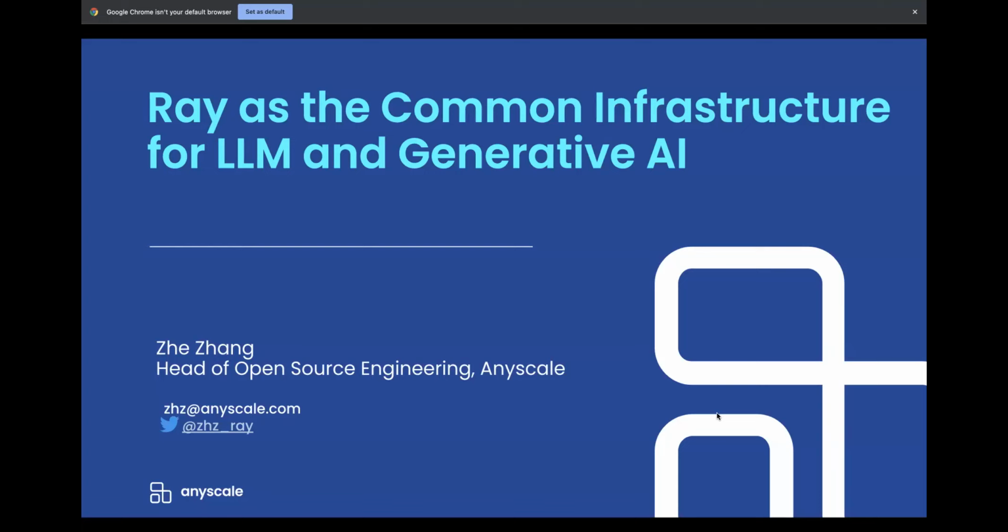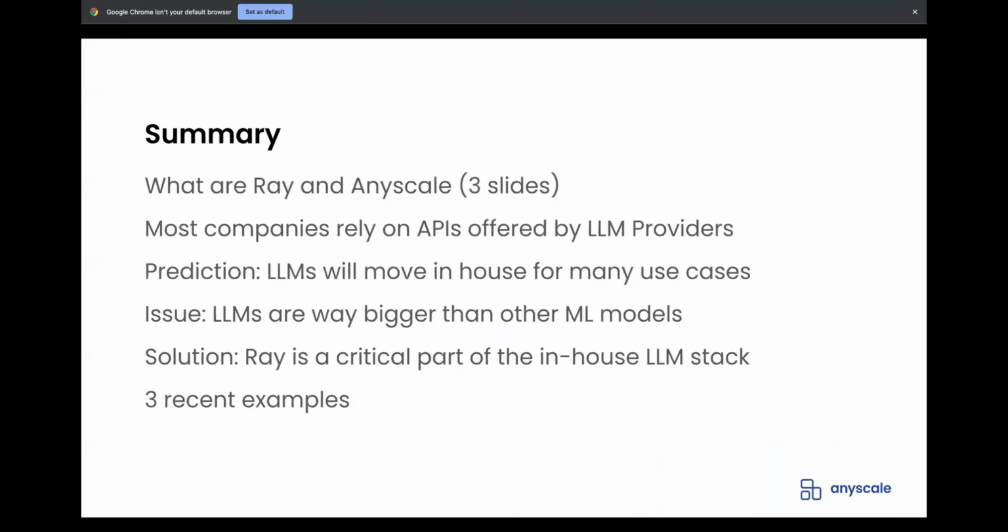Everyone here. So yeah, Robert already said many exciting things about Ray and Anyscale. So I'll just fill in more technical details of how Ray enables these different applications, enable large language models and generative AI. And brief introduction, my name is Zhang. I'm the head of open source engineering here. So basically, I lead the open source Ray team. So if you're interested in open source collaboration, please reach out to me. Email, Twitter, either works. Yeah, so let's get started.